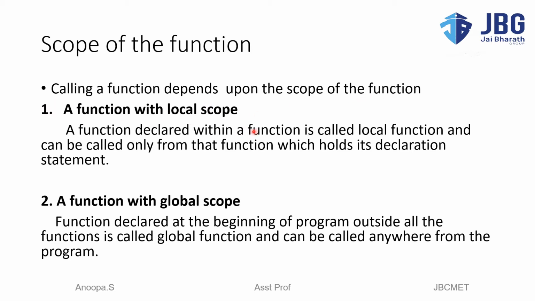First, a function with local scope. A local scope means if a function is declared within a function, it is called a local function. You have seen functions declared within main functions, right? So if a function is declared within a function, then it is called a local function, and it can be called only from that function which holds its declaration statement.